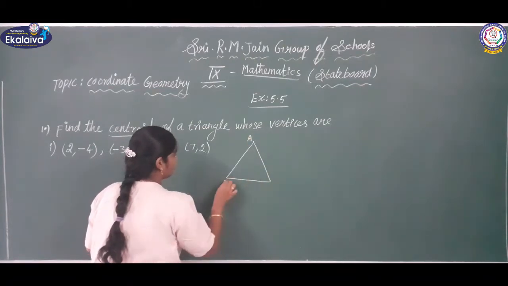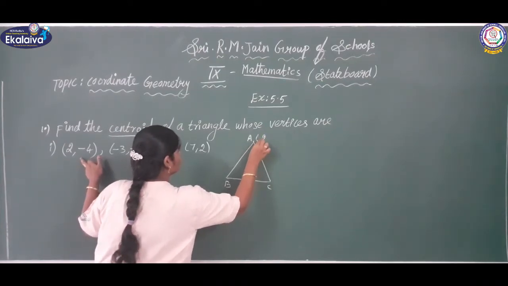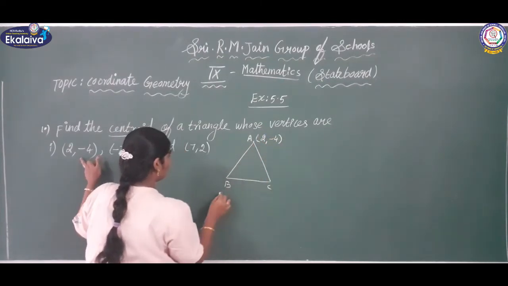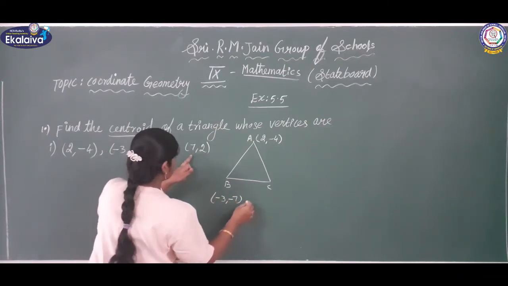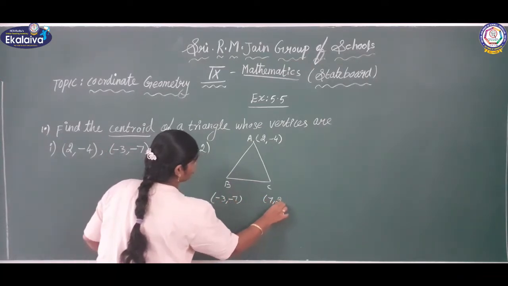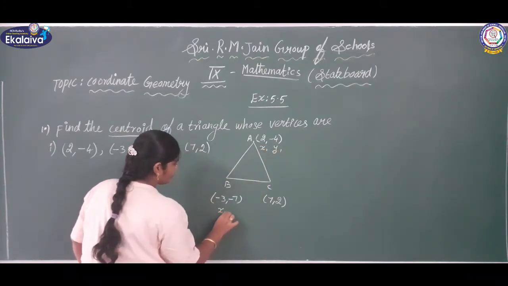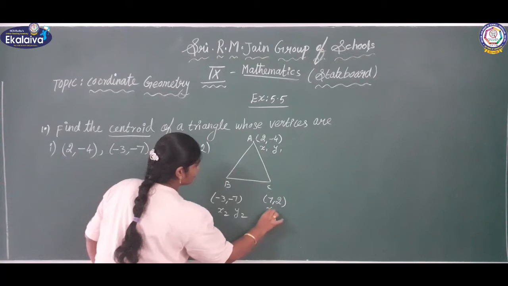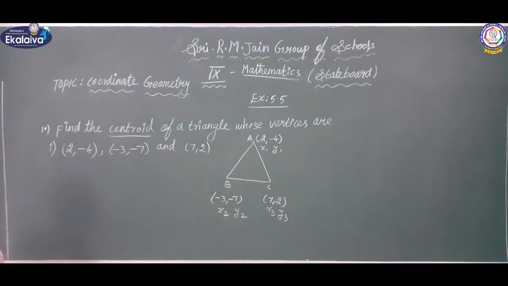Triangle ABC is the vertices. Here A is (2, -4), B is (-3, -7), C is (7, 2). So this one represents x1, y1, x2, y2 and this one is x3, y3. First write the formula.